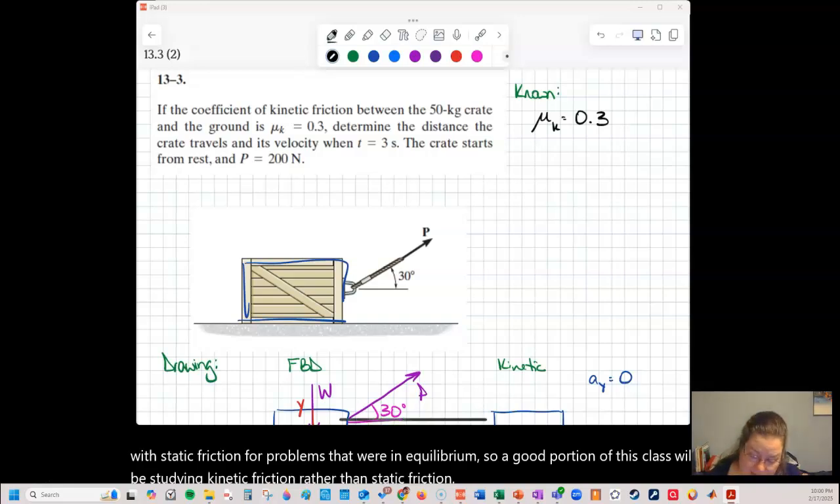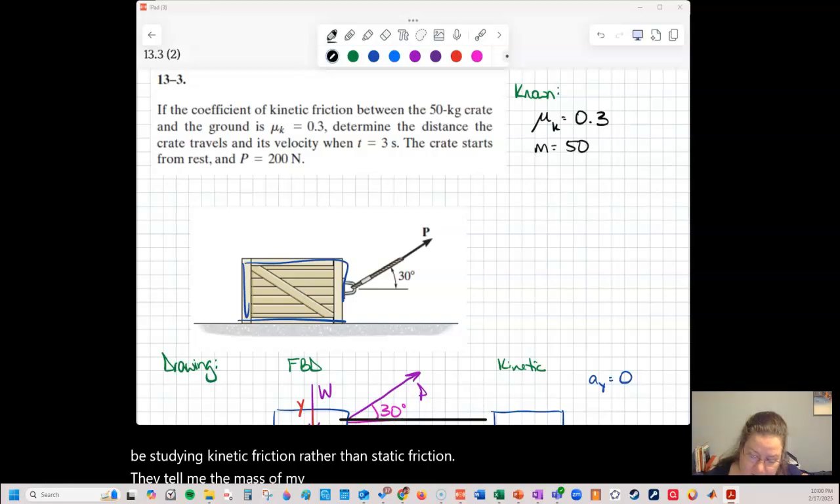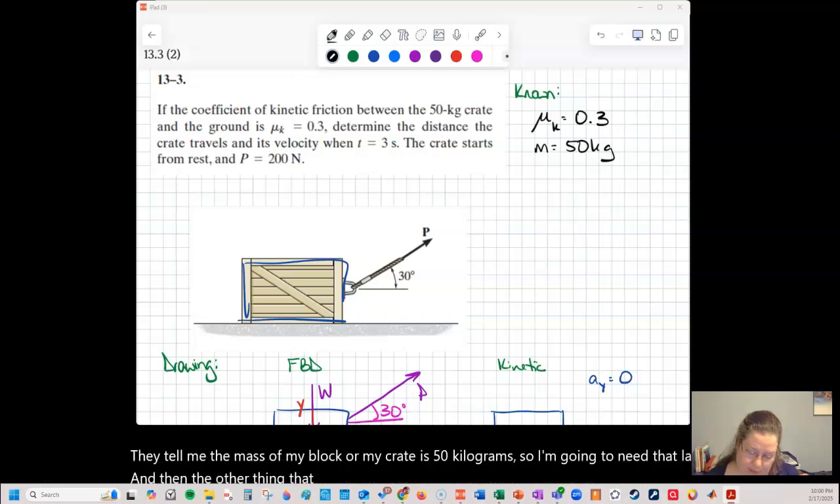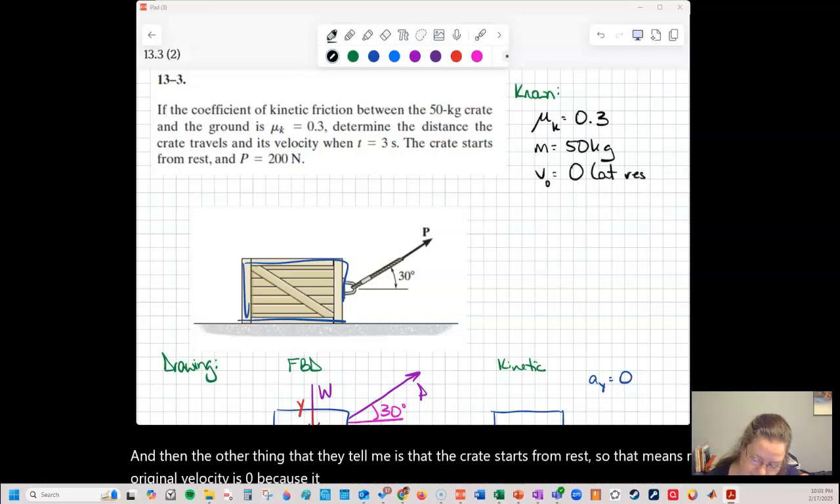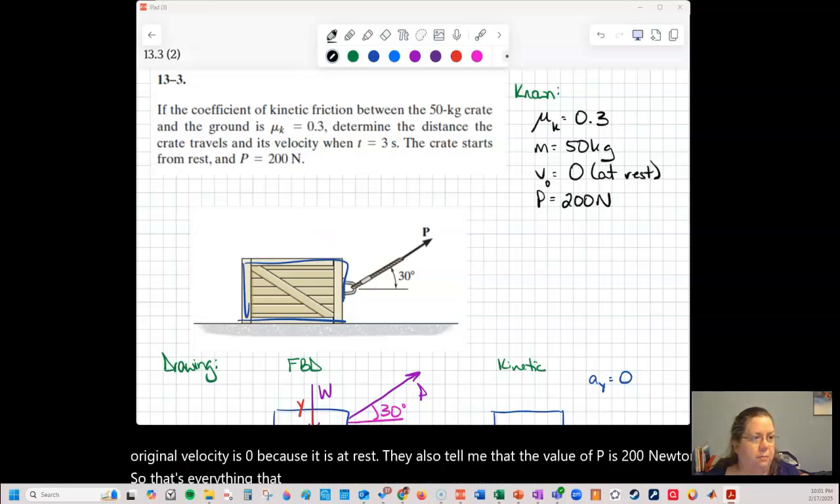They tell me the mass of my block or my crate is 50 kilograms. So I'm going to need that later. And then the other thing that they tell me is that the crate starts from rest. So that means my original velocity is 0 because it is at rest. They also tell me that the value of P is 200 newtons. So that's everything that I need to know to solve my problem.